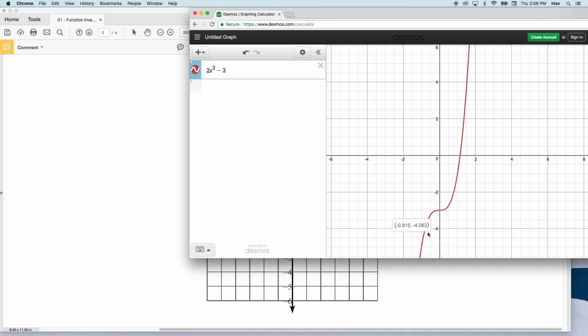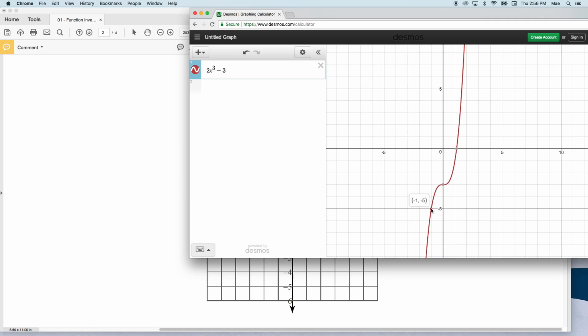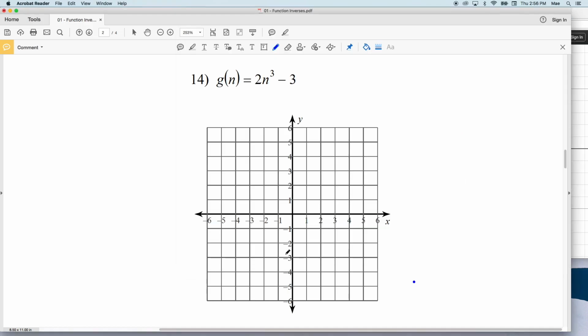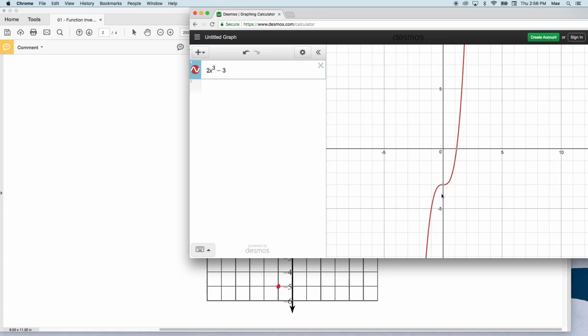So let's graph a couple points. When we're at negative 1 in the x, we're at negative 5 in the y. So negative 1, negative 5. Then our graph intersects the y-axis at 0, negative 3.